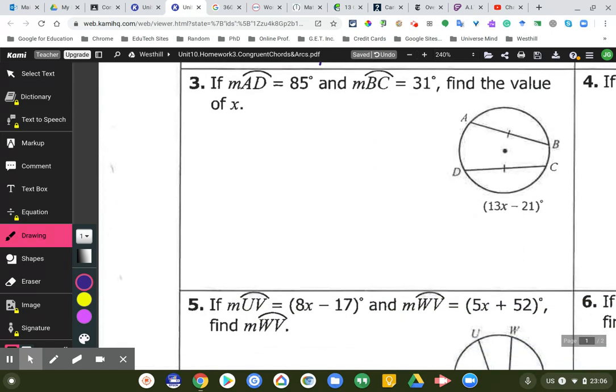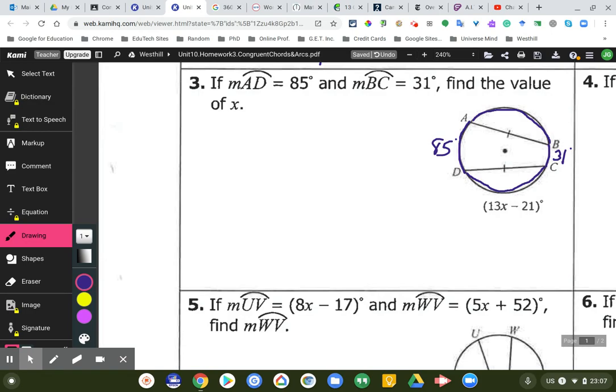If the measure of the arc of AD is 85, this right here is what? 85 degrees. And BC, this little one right in here, is 31. Find the value of x. Okay, well, they gave us a bunch of stuff here, but we can notice that they left out these two sides. They left out this one, which we know is 13x minus 21. And we also know then if that's 13x minus 21, then this side is 13x minus 21 as well.